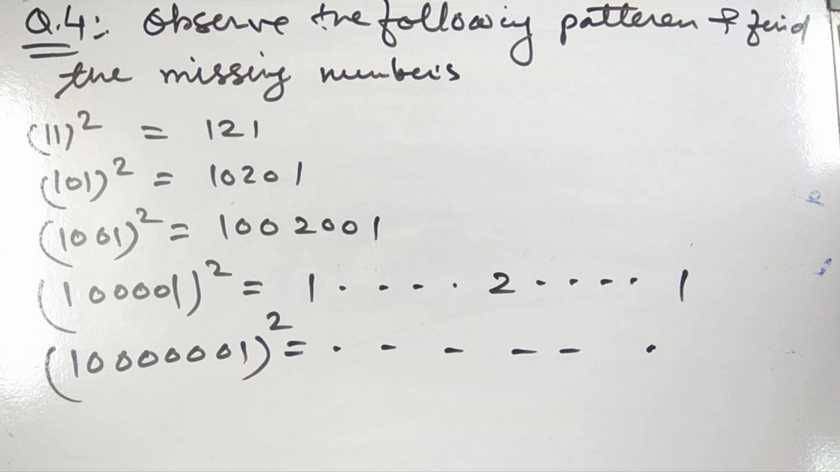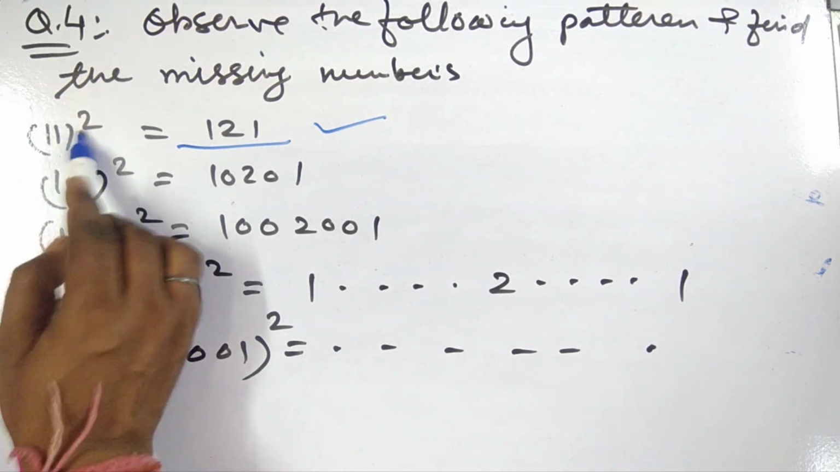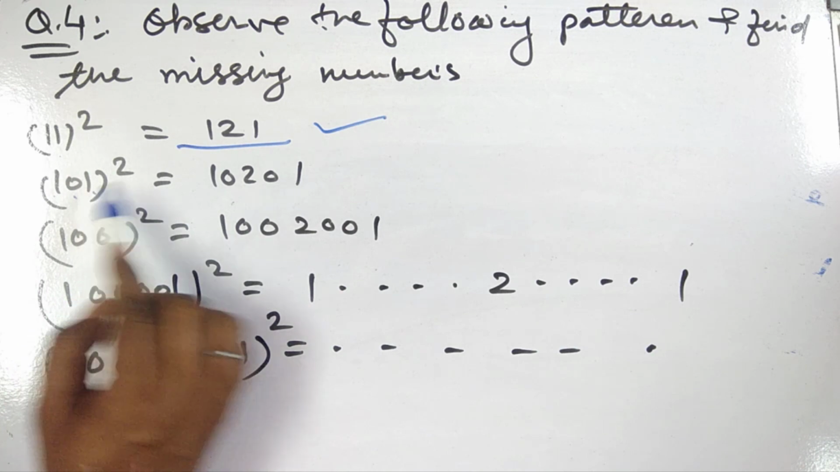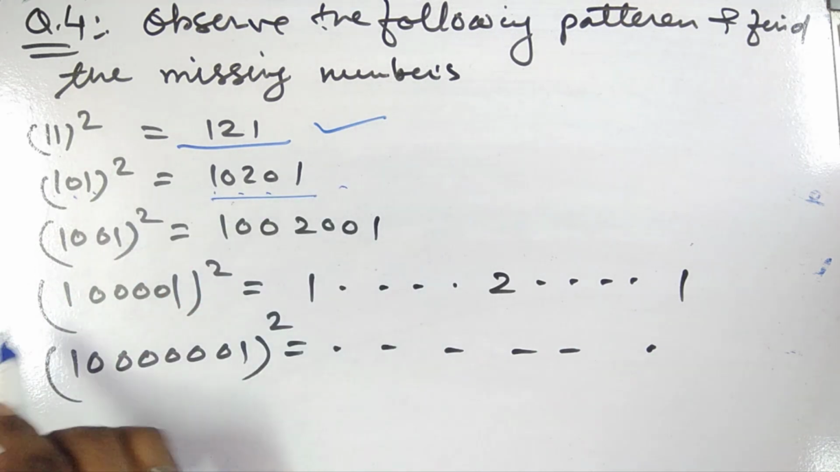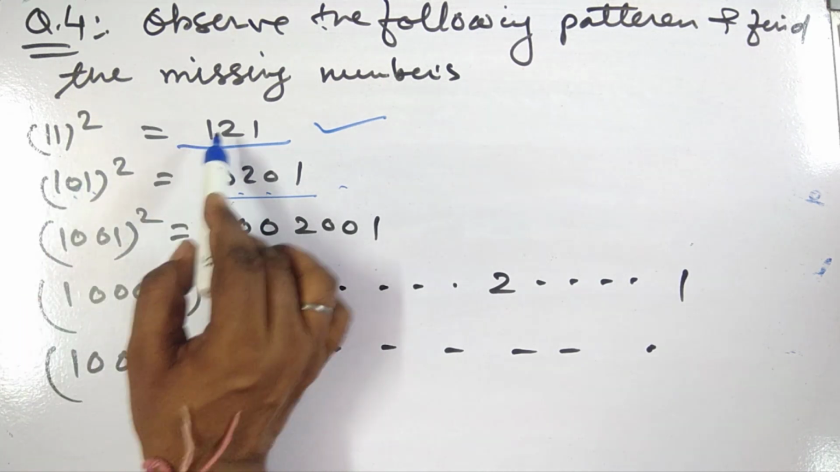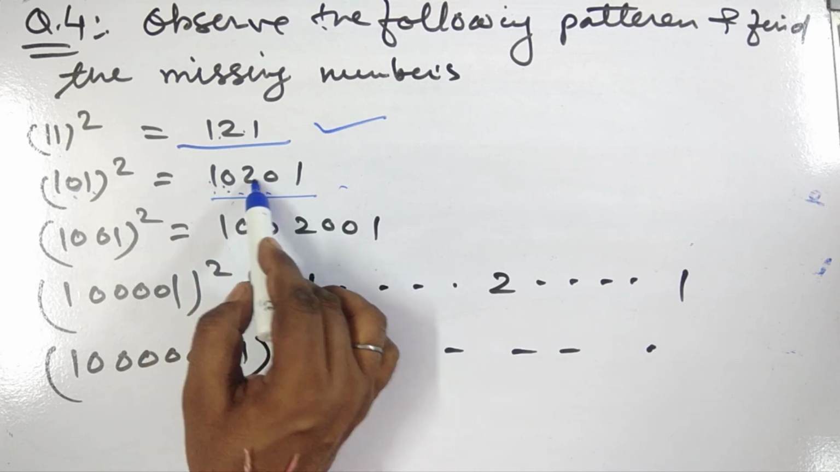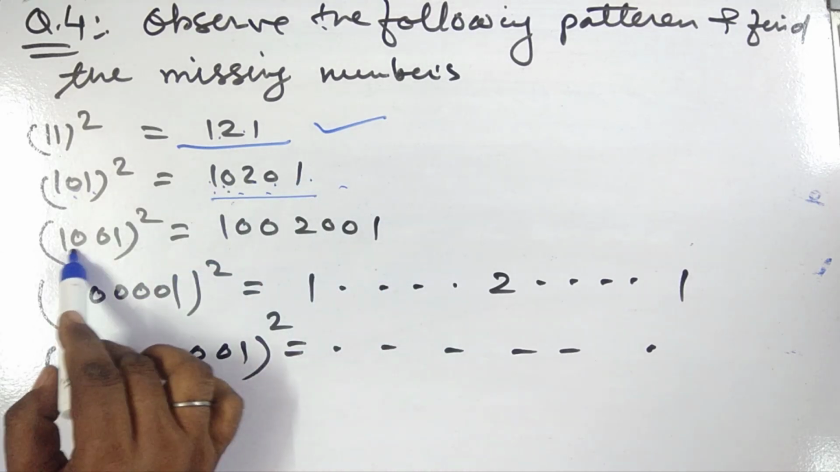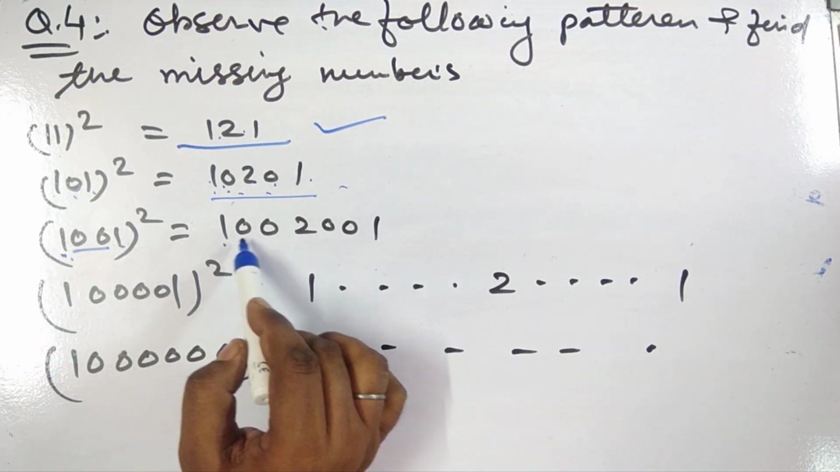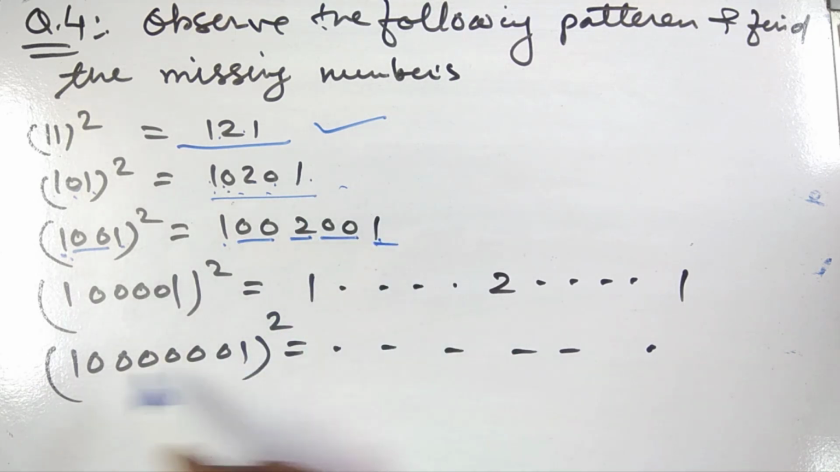So students, observe the given pattern. 11 square is 121, in between 1 and 1 putting 0, then 1 and 2, 1 0 2 0 1. In between each number, 1, 0, in between 1 and 2, 0, in between 2 and 1, also 0. If 1 0 2 0 1 is written, then 1, then 2 zeros, 2, then 1.